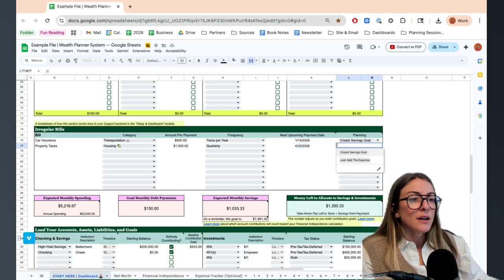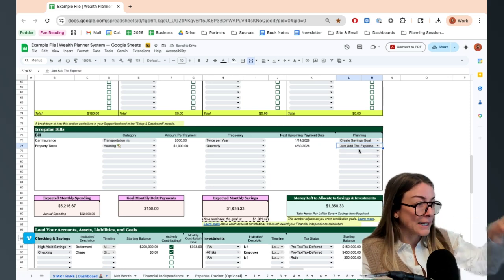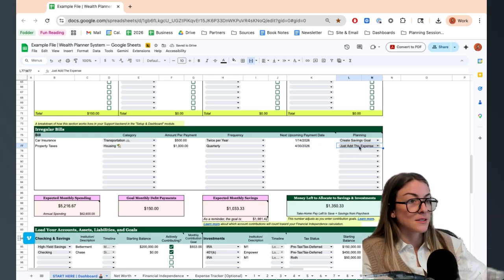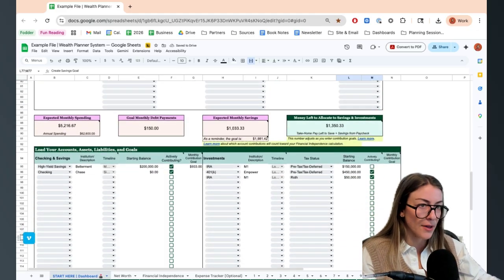You can also just click to add the expense, and then it won't add a savings goal. It'll just put it in the correct month so that you see it as an expense in that monthly tab. But I'm going to click create a savings goal so you can see how that works.